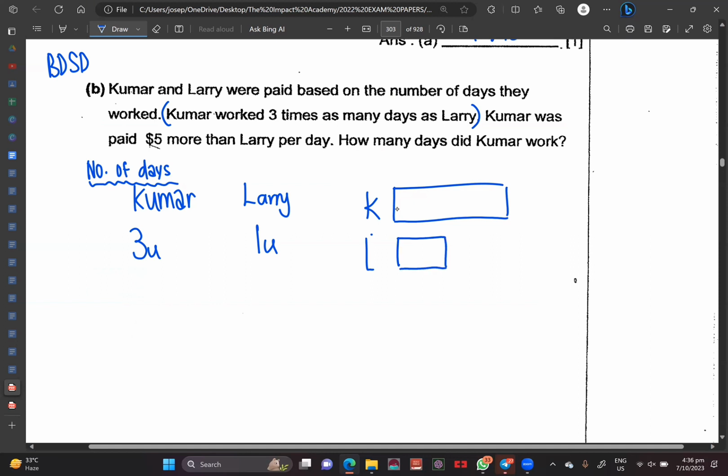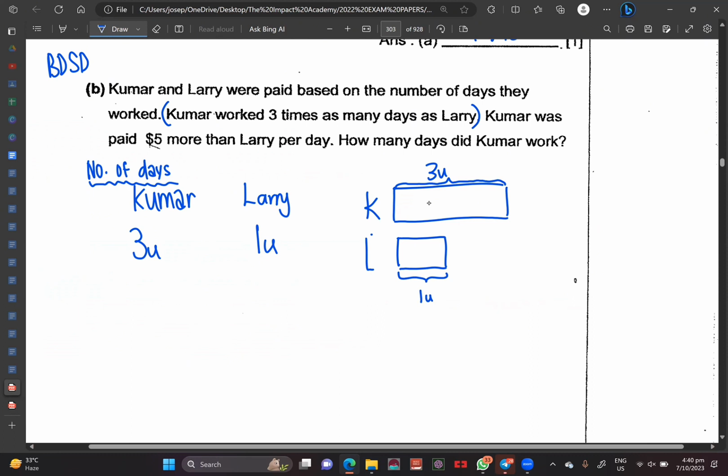Listen up very carefully. If you want to find a big difference, you always have to bring it down to 1 unit versus 1 unit. Because it is not fair if I were to compare 3 units and 1 unit. Kuma over here, this side. So for Kuma, he has 3 units. For Larry, it is 1 unit. Am I making sense here?